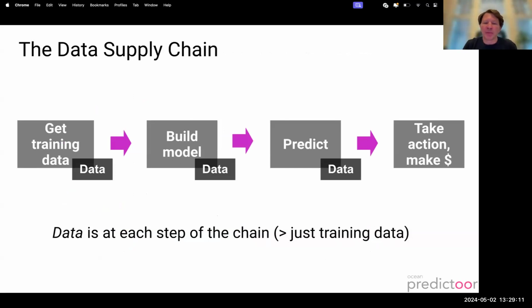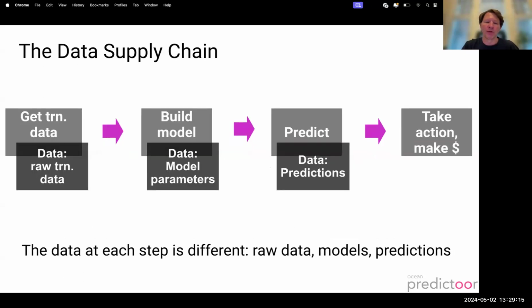There's data at each step of the supply chain. It's more than just training data, like I've emphasized before. What is it? Well, just like before, the raw training data, the model parameters, and the predictions. And of course, in the very final step, this is actually not data per se. It's taking whatever action from that final set of data, the predictions, and making money, right?